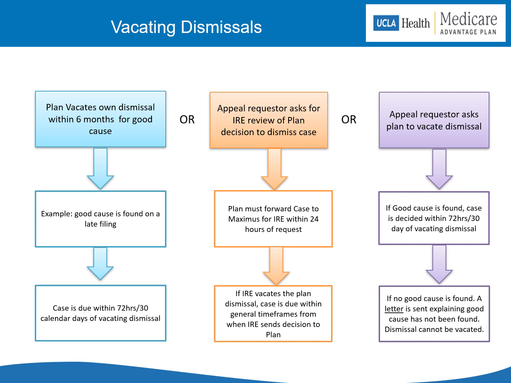And finally, if the appeal requester asks us to vacate our dismissal, same thing, it has to be for a good cause. If we do find a good cause, again, 72 hours for expedited, 30 days for standard of vacating that dismissal is the time frame for due dates.